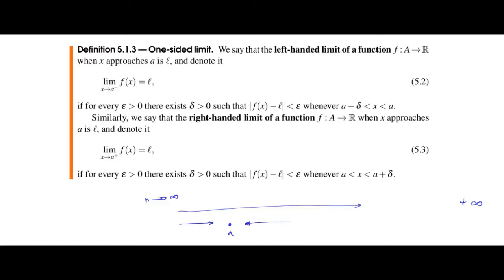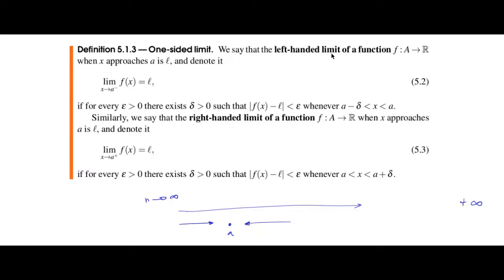If you think about the definition in terms of sequences, we can approach A with a sequence that's below A, or we can approach A by a sequence that's above A, right? So now we use these two definitions to make this distinction clear. We call it one-sided limits.